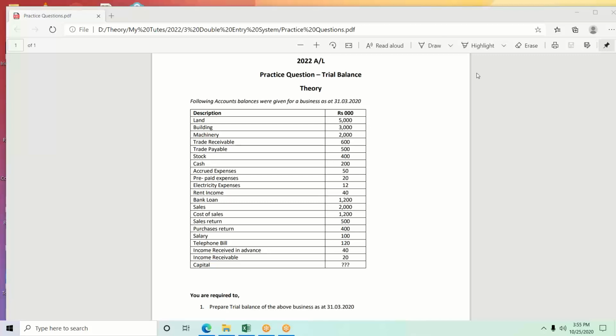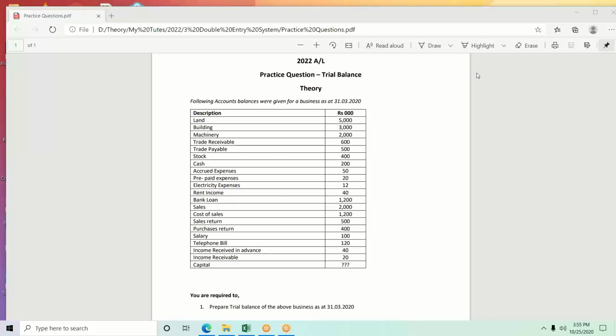If you can remember in the previous sessions, we have discussed the double entry system, and there we talked about how we prepare the ledger accounts, how you balance the ledger accounts, and how you prepare the trial balance. And this is a practice question that I'm giving you with regard to the trial balance.